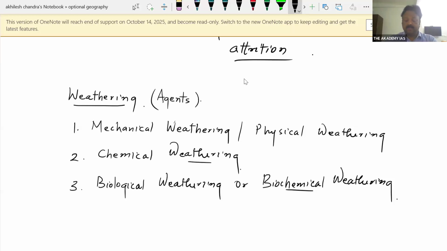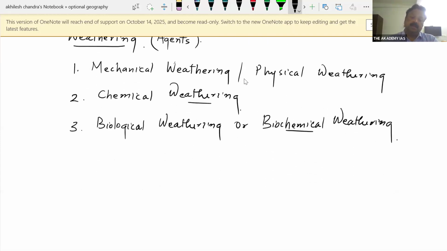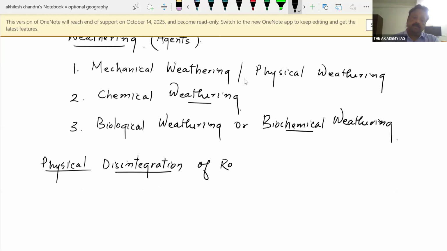physical weathering, and there are physical agents. Physical weathering or mechanical weathering. Physical disintegration of rock, that is what physical weathering. And the agents involved, the agents are number one, water. It will be in form of moisture also, or it will be in form of frost or ice.